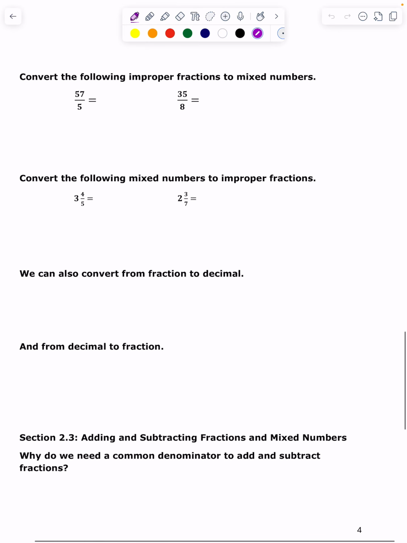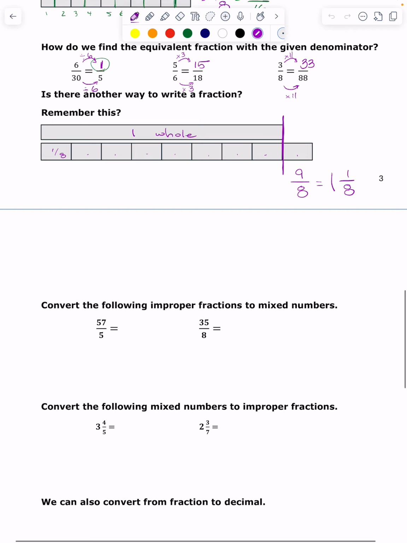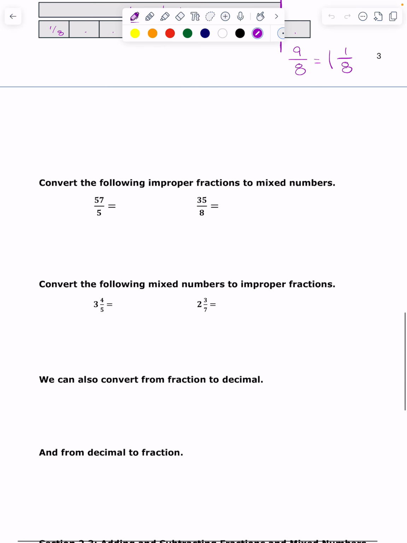This is page 4. So continuing what we just talked about, we got to figure out how to convert improper fractions to mixed numbers. Now, if we take a look at the example above, we see that in this example, 8/8 make one whole. So the denominator tells us how many parts the whole is divided into. So we are going to start by dividing the numerator by the denominator.